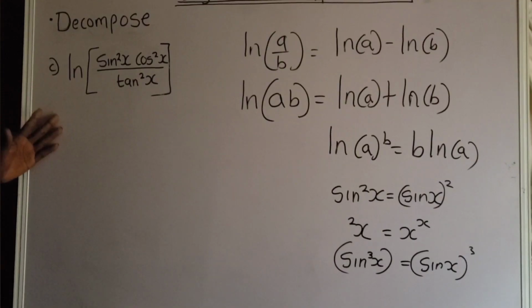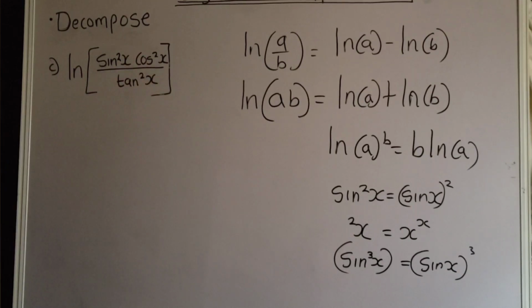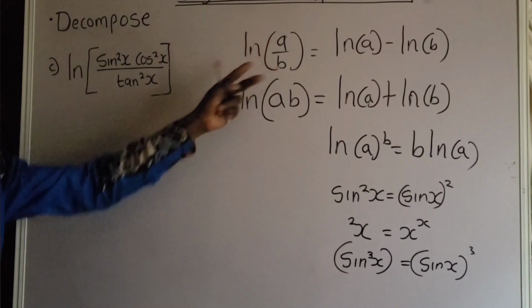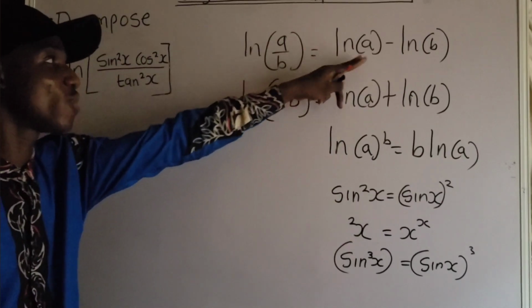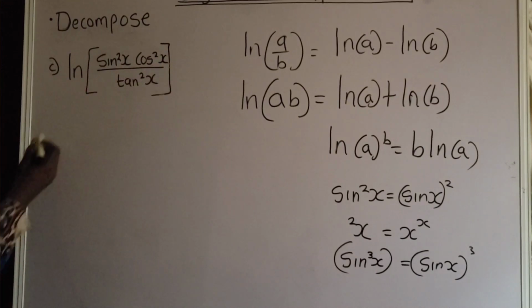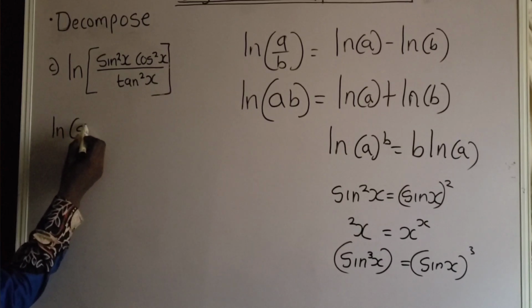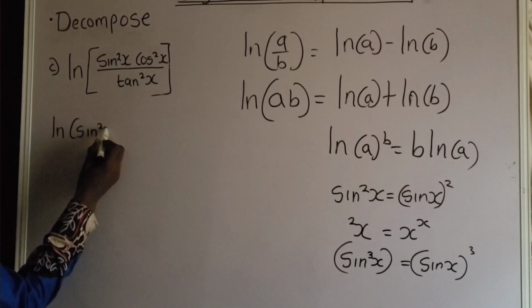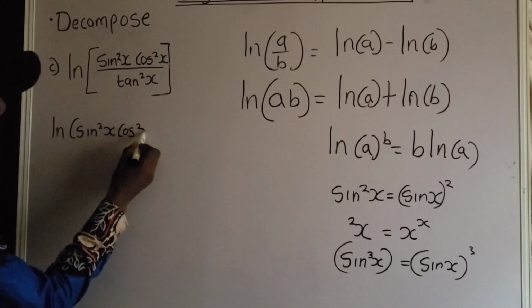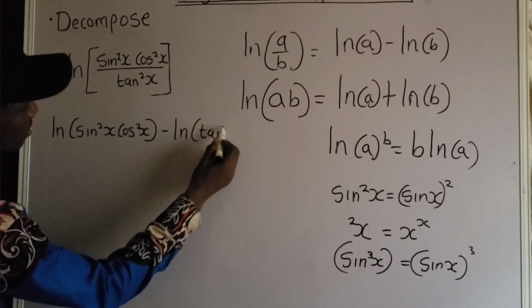Okay, we have question C. Decompose ln of sine square x cos square x all over tan square x. We are still going to use the same approach. Don't forget that when we have the natural log of a over b, this can also be written as natural log of a minus the natural log of b. We are going to apply the same rule in this place. So to decompose this, I'm going to have the natural log of sine square x cos square x minus the natural log of tan square x.